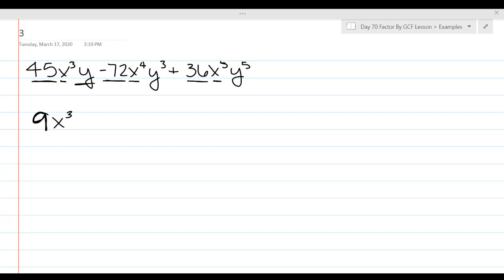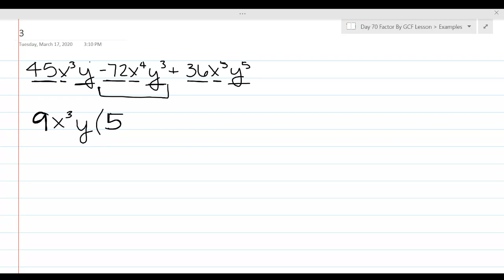Okay, then we can look at our y's. And since we have a y on every term, we're going to take out the smallest exponent. It's going to be y to the first, because that one's our smallest. Then we have our parentheses, and now we're going to divide each term by 9x cubed y. So 45x cubed y divided by 9x cubed y is going to be 5, because both of our variables are going to cancel.